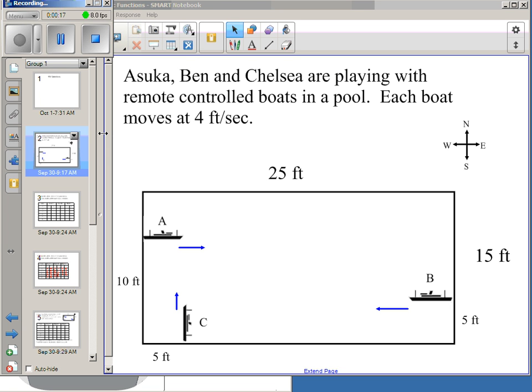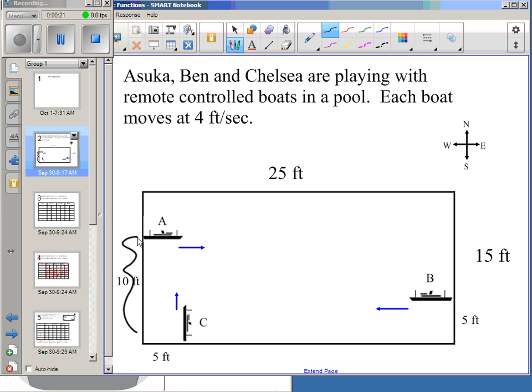They're at different positions. Asuka's boat A is here, 10 feet up, and it is moving east. Boat B, Ben's boat, is here, 5 feet up, and it is moving west. And Chelsea's boat is 5 feet over. For our purposes, we are going to make this point right there 0, 0. Whenever we're doing parametric, we need a coordinate system, we need a reference point, we need an origin, and that's going to be that corner right there.